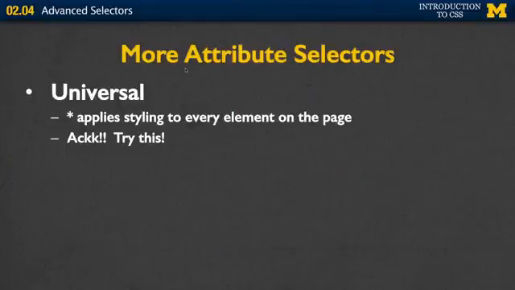In addition to the element selectors and the different DOM relationship selectors, we also have a few more that I want to talk about briefly. The first one is the universal selector, which is the star or the Shift 8 on your keyboard. What this one does is it'll apply your styling to every single element on the page. It's absolutely crazy. I'm not going to do it. I'm going to let you do it.